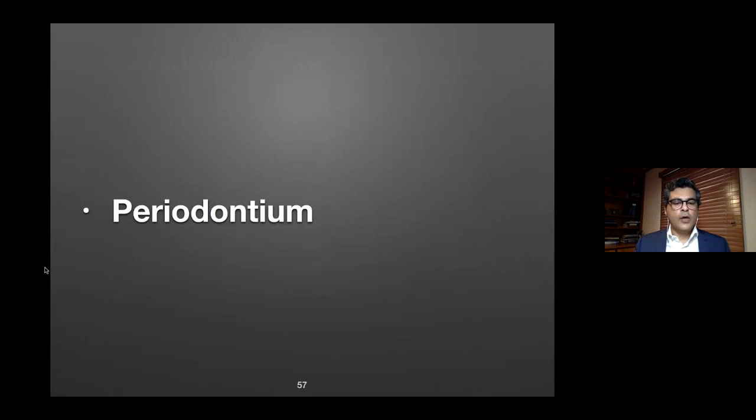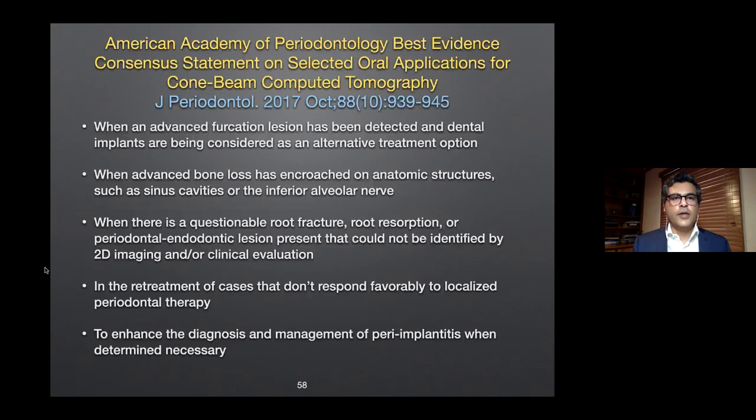Okay, so periodontium. The next structure I'll show you a few examples of, and what the evidence is in the current literature for use of CBCT. Let's look at periodontium. This paper came out in 2017 in the Journal of Periodontology, published by the American Academy of Periodontology: Best evidence consensus statement on selected oral applications for CBCT. They list these conditions where CBCT application would be helpful.